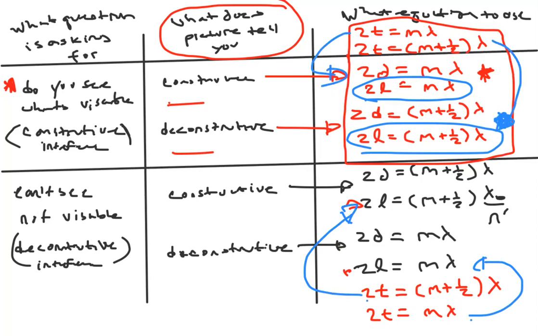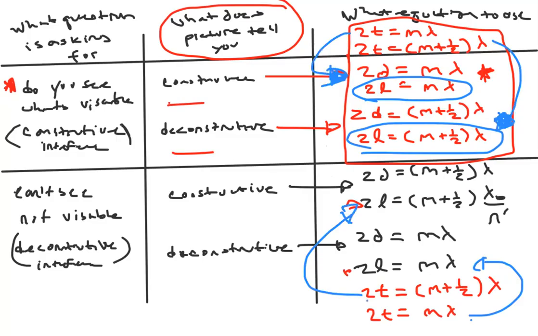Okay, those are ready. So, how do I solve this problem? What's the first thing I have to do? I have to draw a picture, because look at this chart. I'm telling you, you have to learn this chart. If you don't learn this chart, you won't know how to solve these problems. This chart is telling you you have to draw a picture.